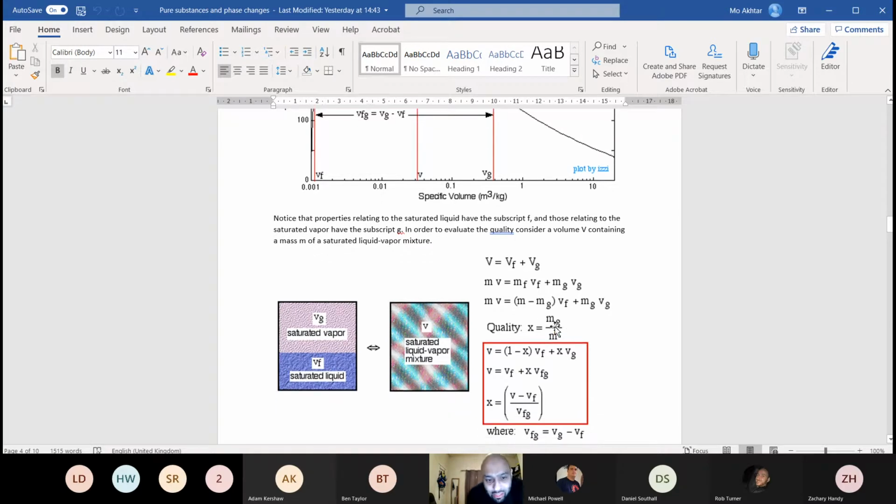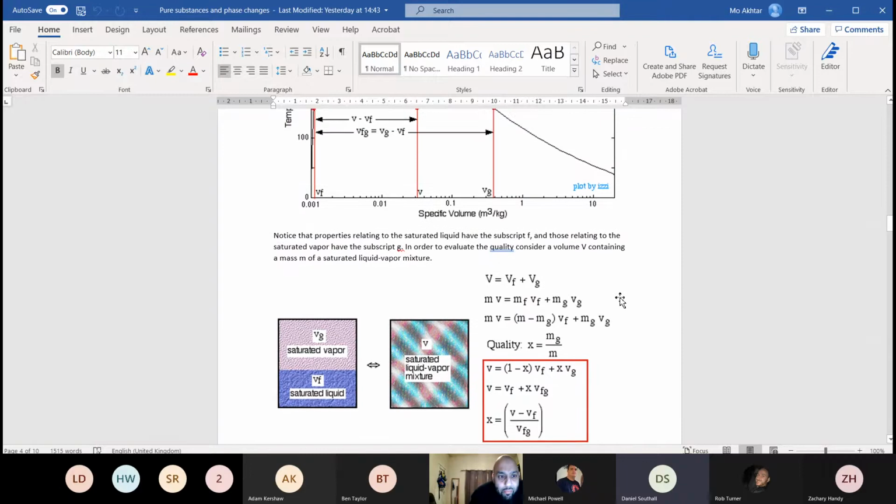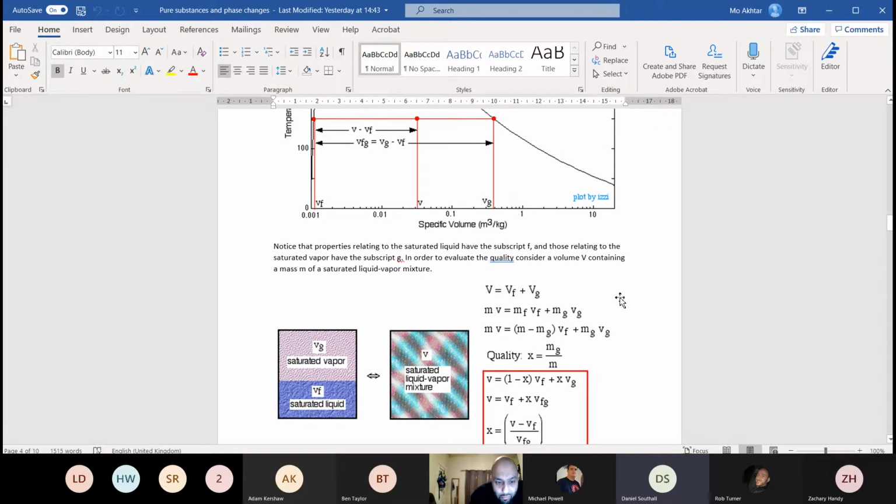Here you can calculate it by using mass, or by using volume, and you're going to get exactly the same result. So V minus VF. Are the mass at G and F, MG and MF, the same as VG and VF? Yeah, similar, but one's volume and one's mass. It's just terminology. It's quite good to have different formulas, because sometimes you might have a number for one and not the other, and then you can transpose the formula.